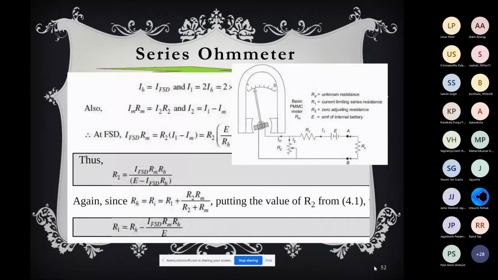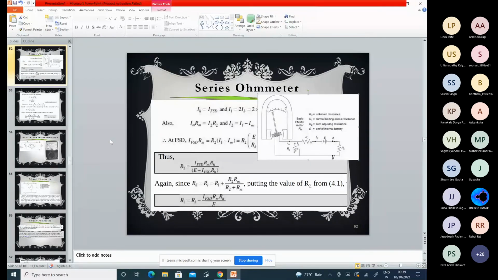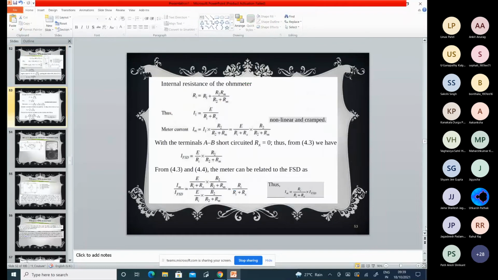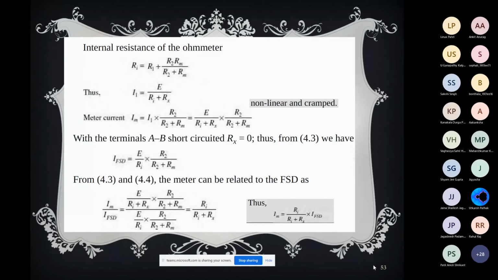Okay, now let's proceed to the next slide. Again, if we do other manipulations, we know that the equivalent resistance is R1 plus R2 RM by R2 plus R1. We know I1 will be equal to E by Ri plus Rx. We know the meter current will be this, and with terminal AB shorted, IFSD equals E by Ri R2 by RM, and using all those expressions, we can determine Im by IFSD.